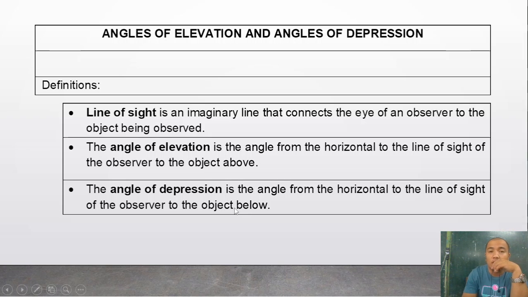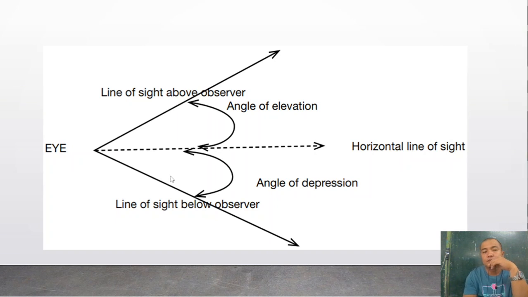And then, if you are trying to look at an object below, then it's called the angle of depression. It's the angle from the horizontal to the line of sight of the observer to the object below. So, if this is your eye, then if you're trying to look straight, it's called the horizontal line of sight. And if you're trying to look at an object above, then it's what we call the line of sight above observers. And the angle between the horizontal and the line of sight is what we call the angle of elevation. But if you're trying to look at an object below, then the angle formed between the horizontal line of sight and the line of sight below observer is called the angle of depression.